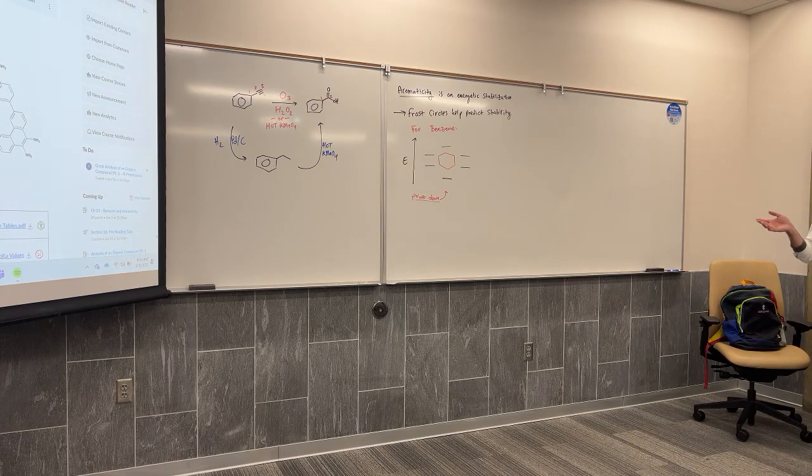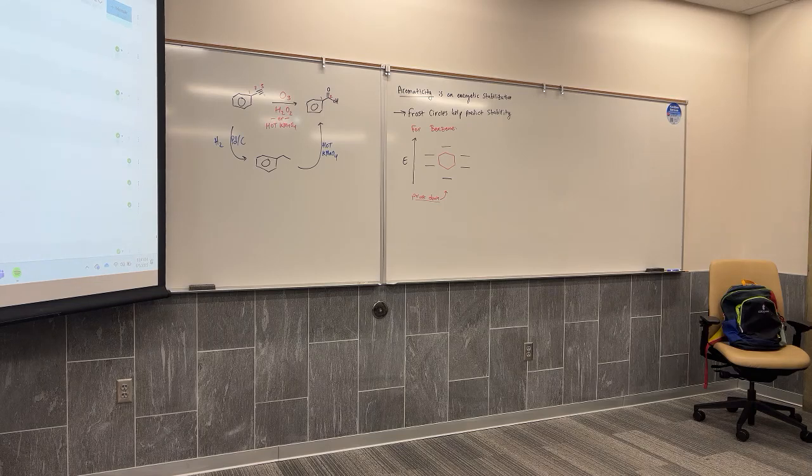Now you'll notice I didn't draw in the pi bonds. I don't really need to draw in the pi bonds because the Frost circle, again, just uses the shape to help you predict how many molecular orbitals there are and at what energies they lie at.